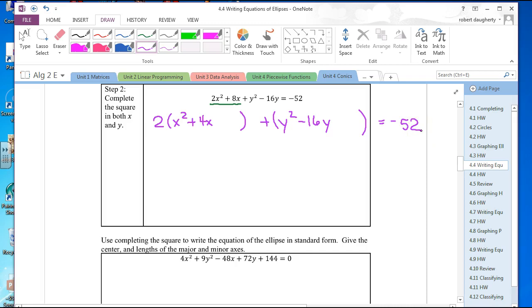Now, how do I complete the square? What do I do? Yeah, what is half of that number? So I'm going to add 2 squared. Okay. What's half of this number? So I'm going to add 8 squared. Now, here's where people make the mistakes. What is this number? 4. But what did I do to the left side of the equation by adding this 4? What did I really add?